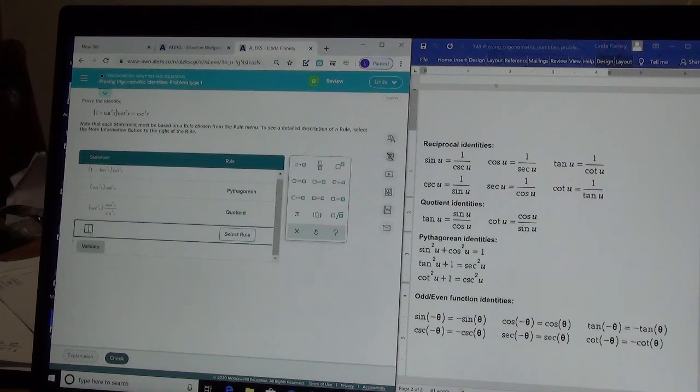Got to validate that. So since I changed this into terms of sine and cosine, I'm going to change my secant squared into terms of sine and cosine. I'm going to use my reciprocal identity. Again, because this is squared, the secant squared is equal to 1 over the cosine squared. So I'm going to do 1 over the cosine squared. And then I'm still going to have the cosine squared over the sine squared.